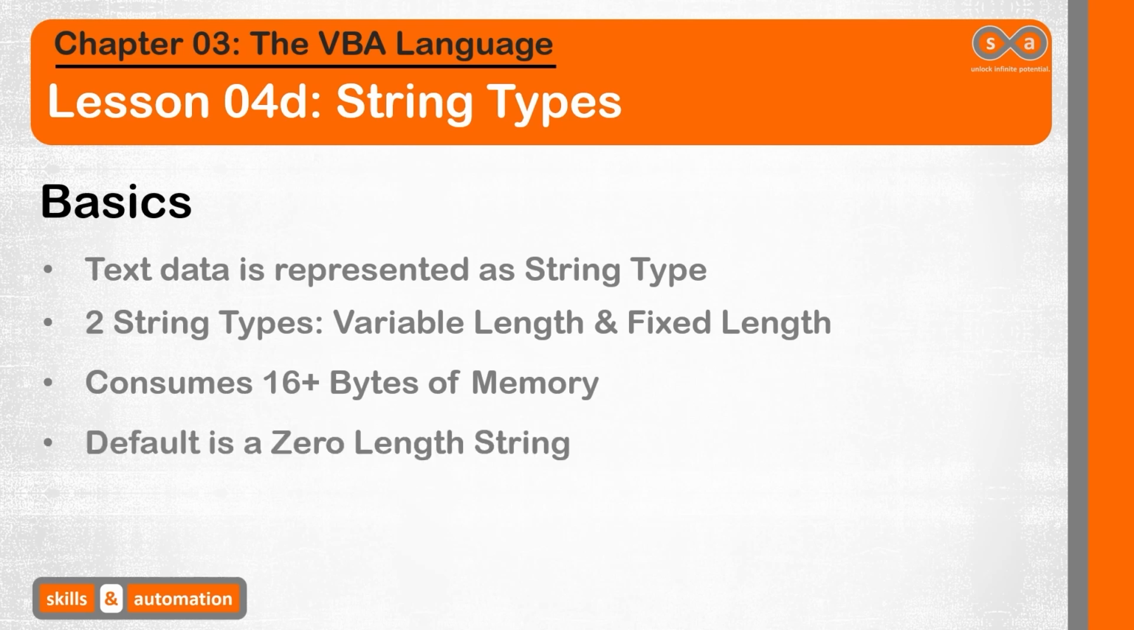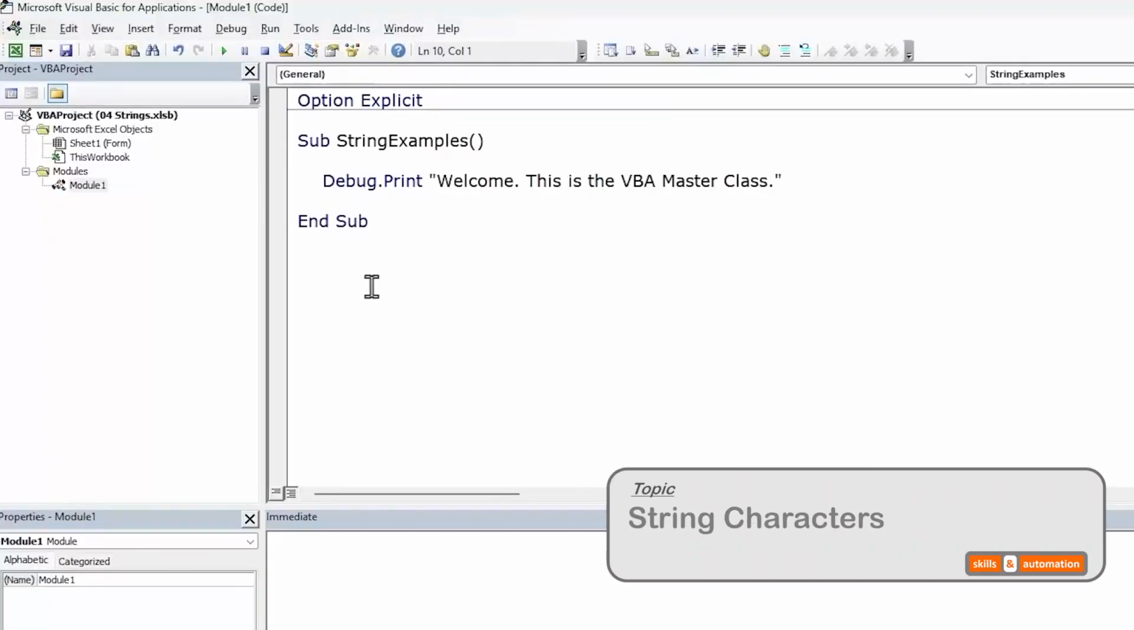String data types consume upwards of 16 bytes of memory. The default value of a variable with a string type is blank, or an empty or zero length string, represented as two consecutive double quotes. And if we want to convert a different type into a string type, we can use the CStr type conversion function.